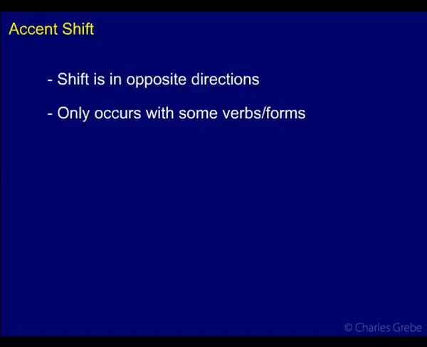Accent shift. In this module, I want to look at the accent shift that can sometimes happen when you have the vav consecutive. Both the vav consecutive with the preterite and the vav consecutive with the perfect. Now, the accent shift is in opposite directions. One direction with the preterite and the other direction with the perfect. And it only occurs with some verbs and forms.